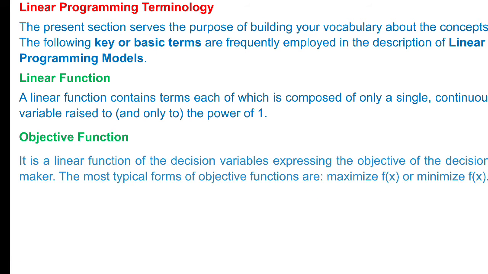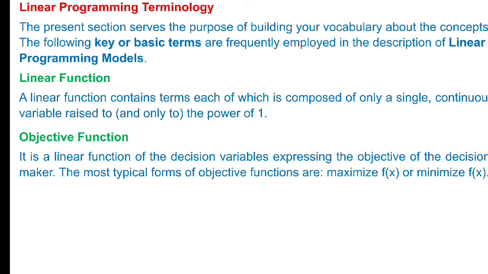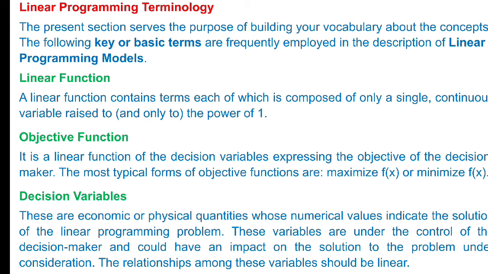Objective function. It is a linear function of the decision variables expressing the objective of the decision maker. The most common forms of objective functions are maximize or minimize of functions. Decision variables. These are economic or physical quantities whose numerical values indicate the solution of the linear programming problem. These variables are under the control of the decision maker.